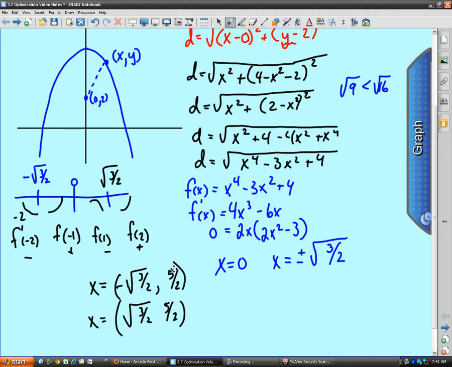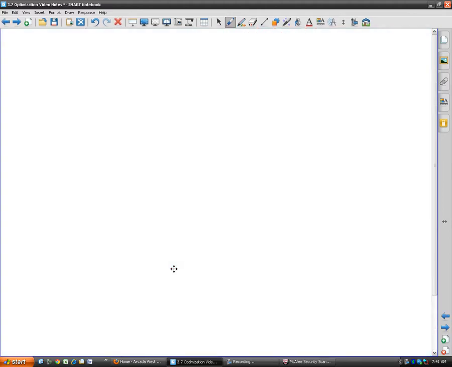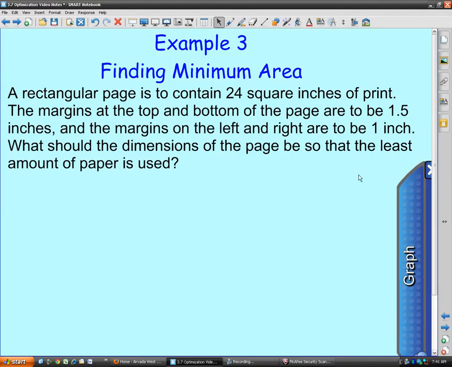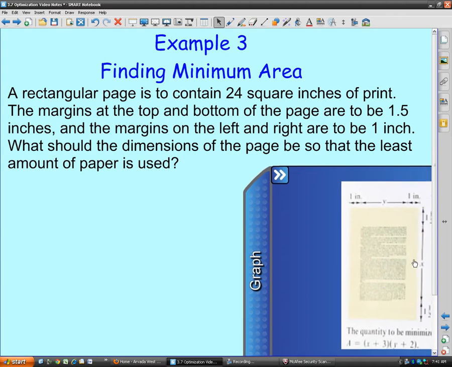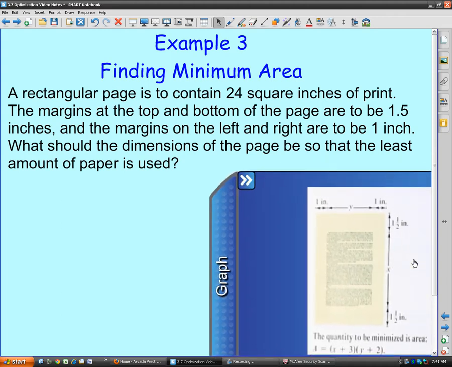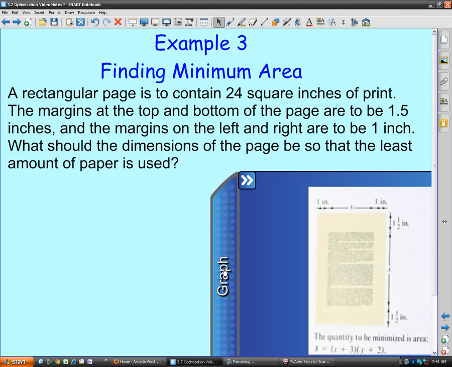So then the next one, if we're trying to find minimum area, and I made a little picture of it, so here's the picture that we're going to deal with. So this one, we have a rectangular page containing 24 square inches of print, and at the top and the bottom we have margins of 1.5 inches, and the left and the right we have margins of 1 inch. What should the dimensions of the page be so that the least amount of paper is used? So basically some kind of cost-effective way of doing this.